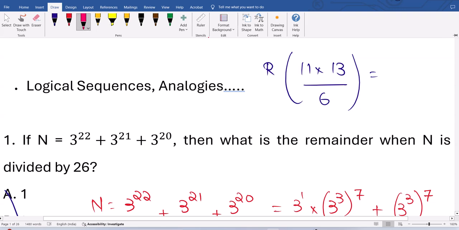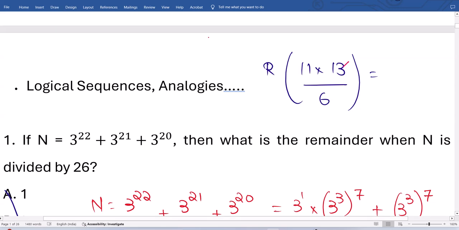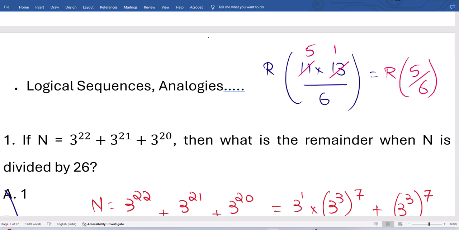13 divided by 6, what is the remainder? 13 divided by 6 remainder, 11 divided by 6 remainder, 5 into 1. Numerator less than denominator. Answer is 5.